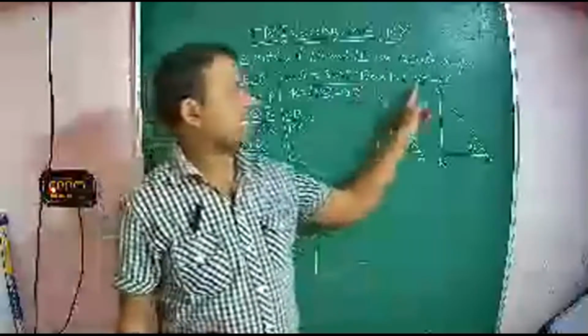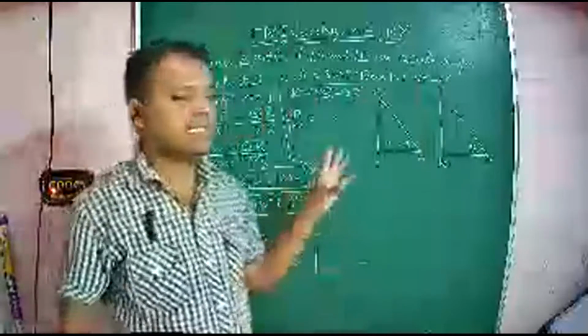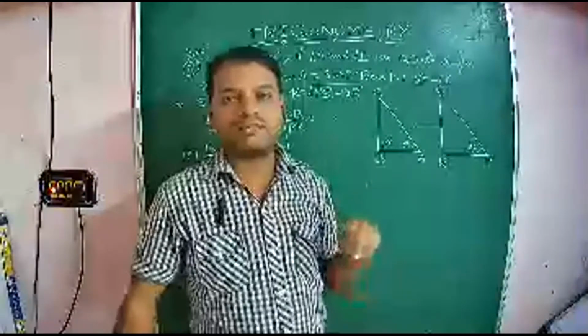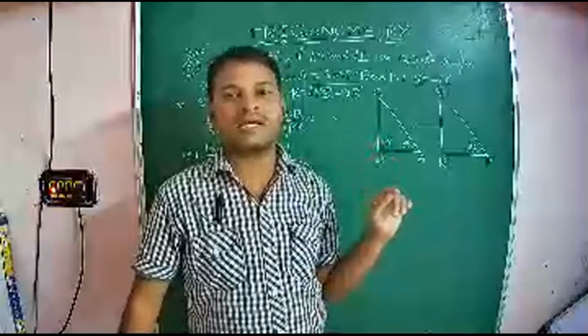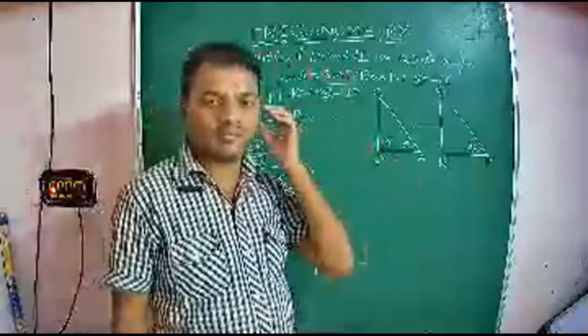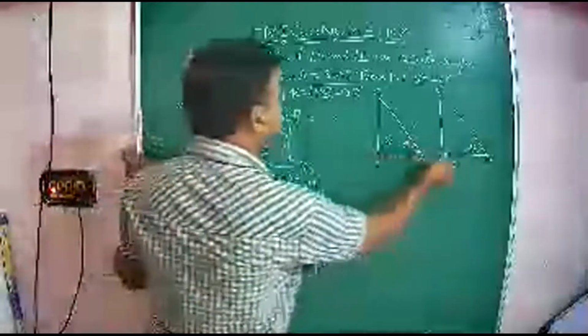Then definitely angles must be equal. Similarly, proof. But two triangles are similar means only two properties will be there. What are the two properties? One is corresponding sides are proportional, and the other is corresponding angles are equal. Those are the two properties. So here AB by PR is called corresponding sides.